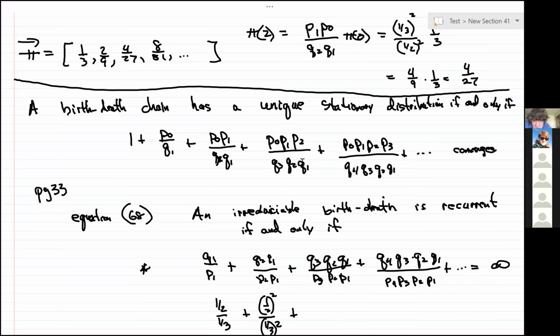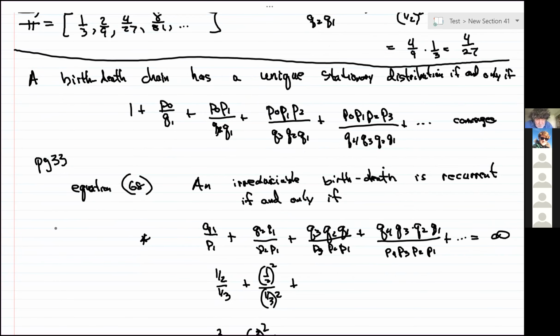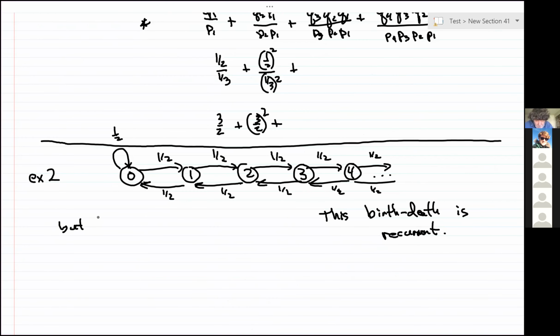So this series actually diverges. We already said that because if you add an infinite number of ones together, you'll go off to infinity. So it's not true that it converges. So what does it mean? There is not a unique stationary distribution because of this if and only if. So this thing is recurrent, but has no unique stationary distribution.